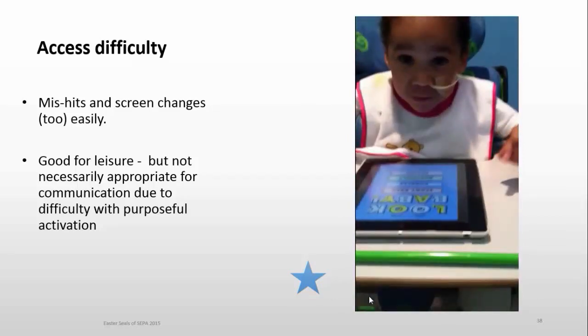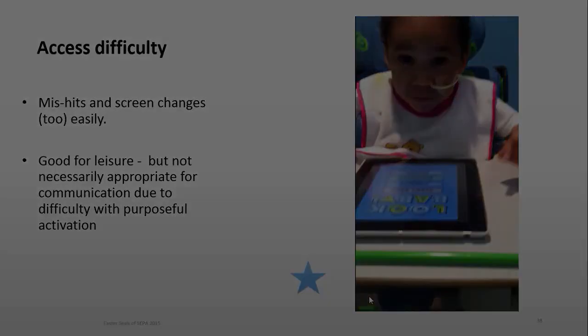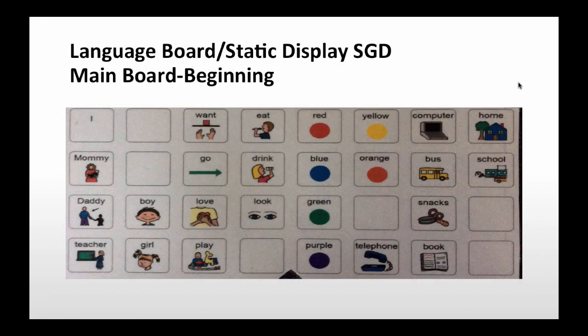You can see that the screen changed and he had very little control over the specific device. So this board is a picture board that was arranged according to the Fitzgerald key, with the beginning training being focused on subject, verb, object, and then adding the colors as attributes.